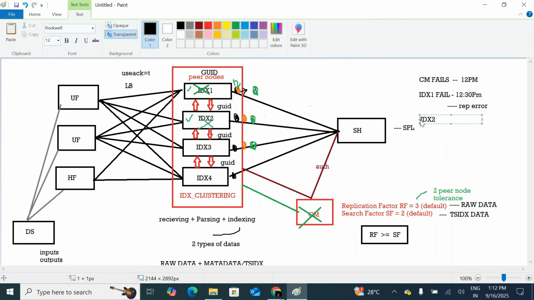Replication, at what frequency will it be? Replication keeps on replicating, sir. Frequency, it keeps on replicating. If today is not available, tomorrow it will also replicate. Okay. If replication was done before the failure of CM, it will be searchable. If I already have a copy, very good. Now a replication error came. Now please tell me, at 1 p.m.